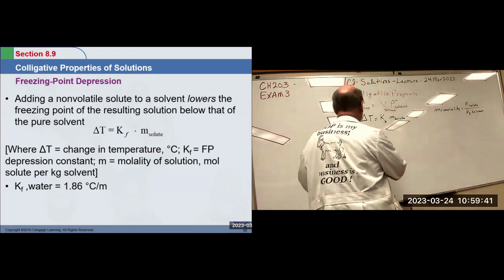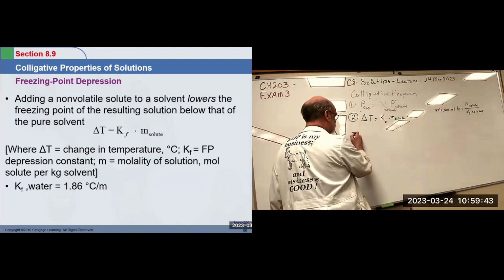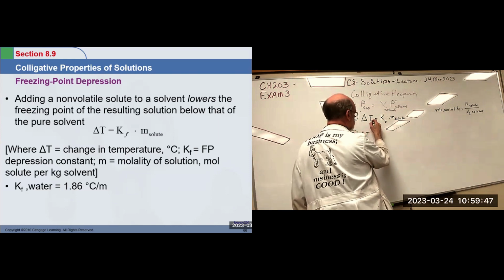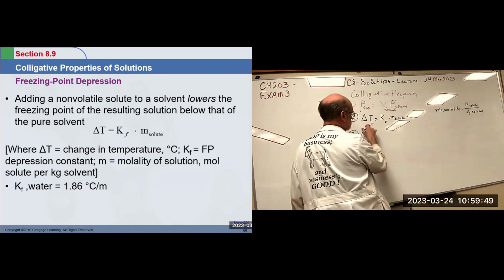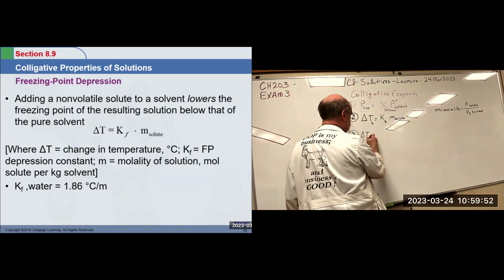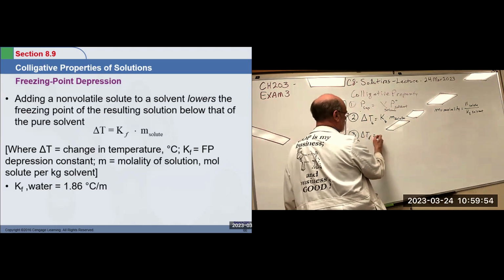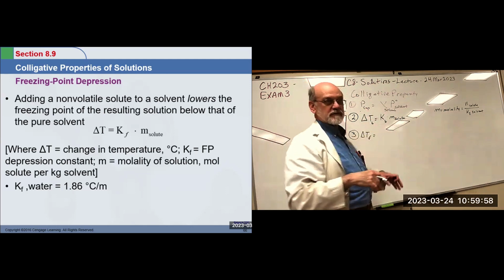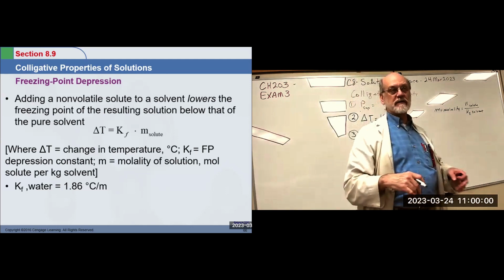The third one is similar to that one. All right, this is boiling point elevation. This is freezing point depression. So the freezing point is going to drop as we add solute. Right? That's how we make ice cream.